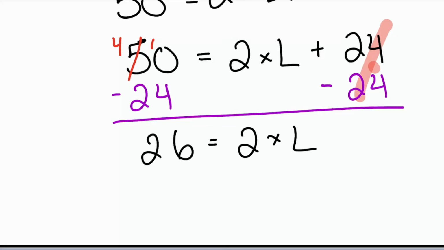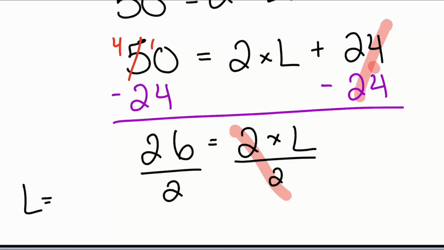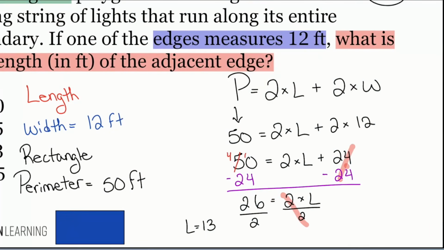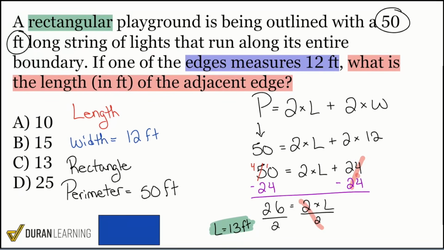So with that said, divide by 2 on both sides, nice and easy. Cancels out on the right. 26 divided by 2 is 13, and we are all good. So with that, length equals 13. 13 feet to be exact, and we are all set. Answer choice is C, and there we are.